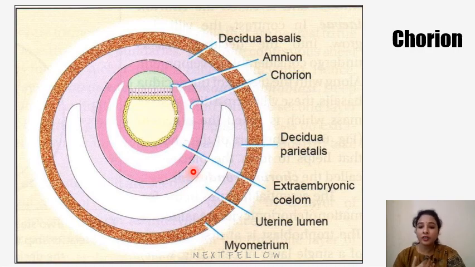So decidua you can differentiate into three parts. Decidua basalis, which forms the placenta and is the site of implantation. Decidua capsularis, which surrounds the developing embryo. Decidua parietalis, which lines the rest of the uterine cavity. Numerous finger-like projections will form from the chorion, which are called chorionic villi, and which we will later discuss in the next slide as primary, secondary and tertiary chorionic villi.